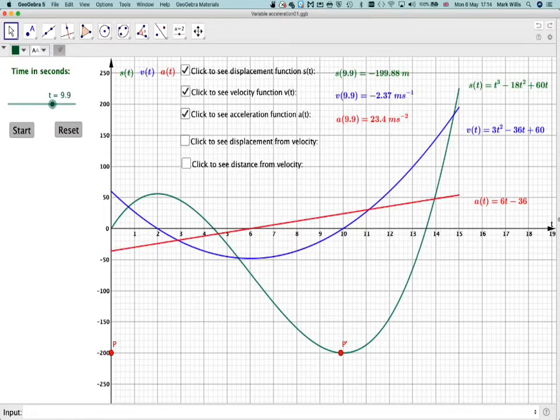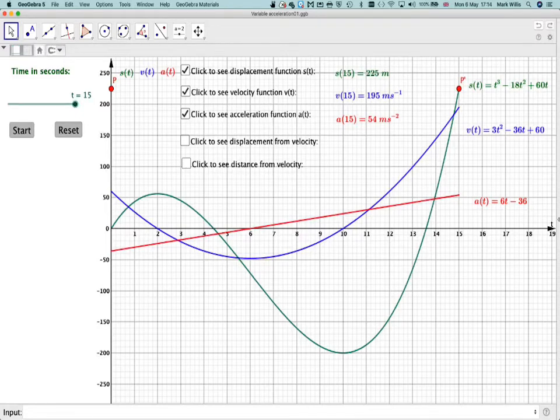t is 10, sorry. Let's see if I can do the arrow key. There we go. t is 10. At this particular point here, the velocity will become 0, and then the acceleration will just forever increase and make it go upwards.